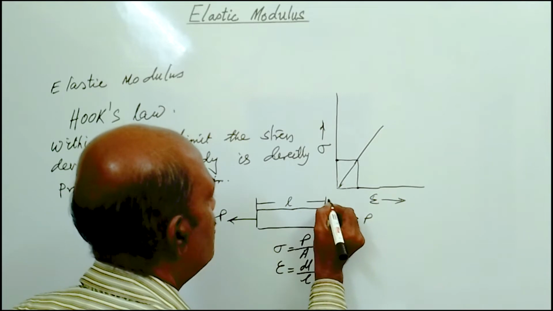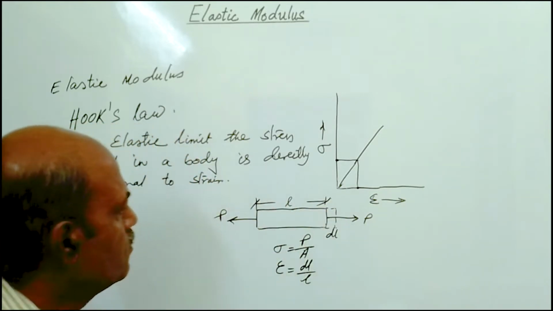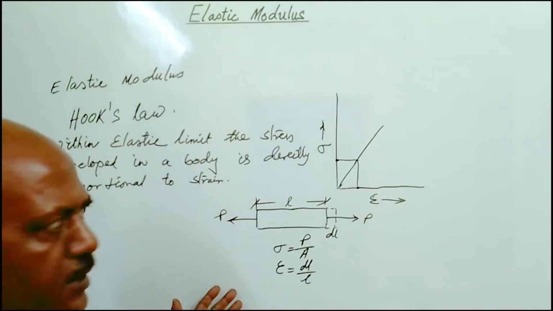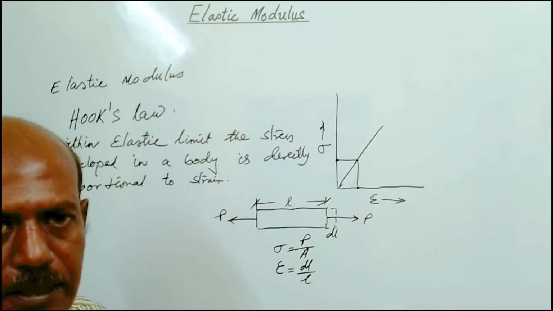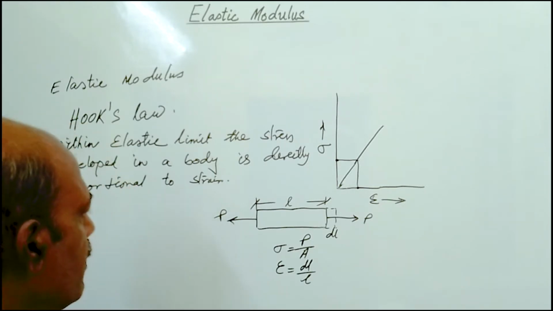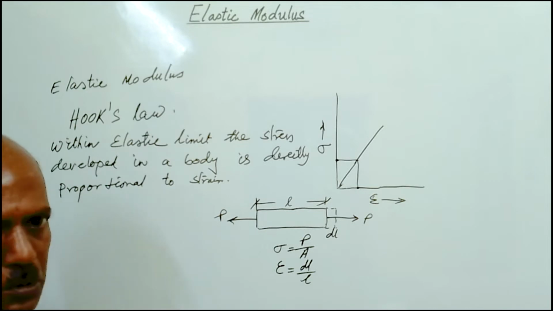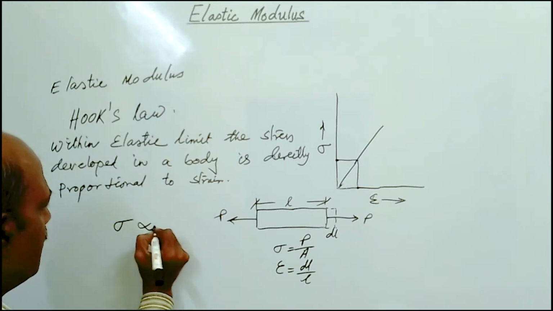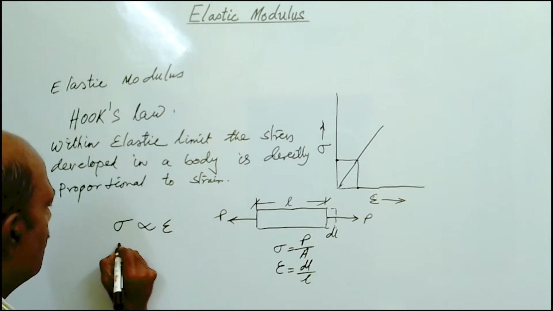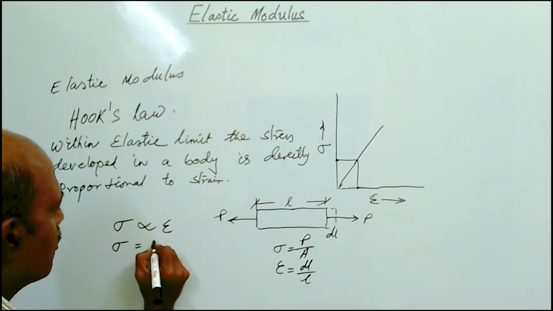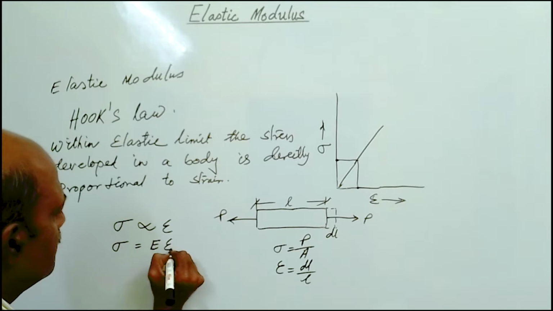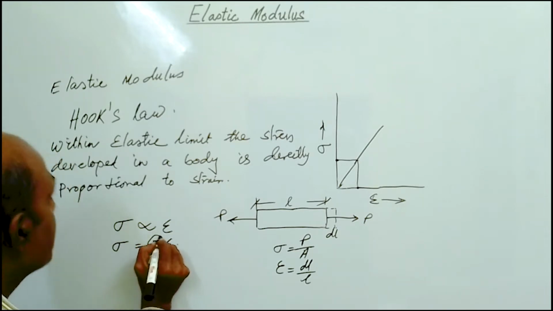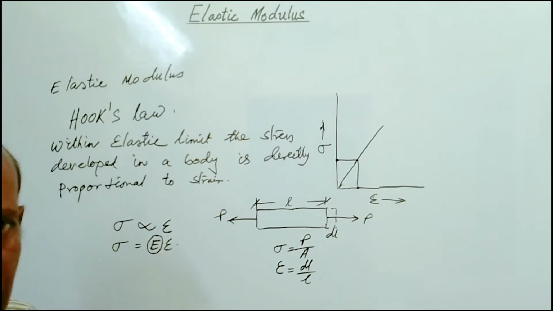So over a length of L, dl is the extension produced. So dl by L is equal to the strain developed in the body. As per Hooke's law, we can write sigma is directly proportional to epsilon, or sigma is equal to some constant into epsilon. So here E is the elastic modulus.